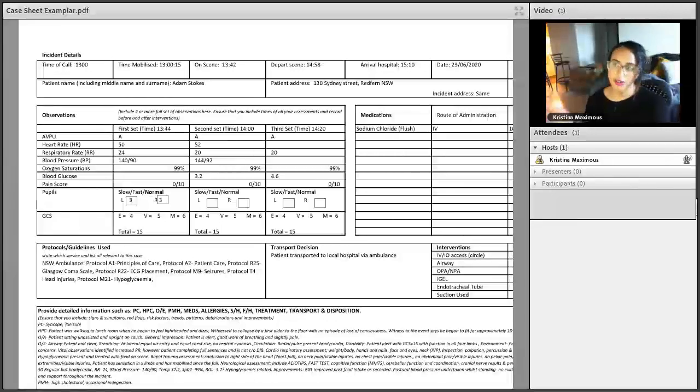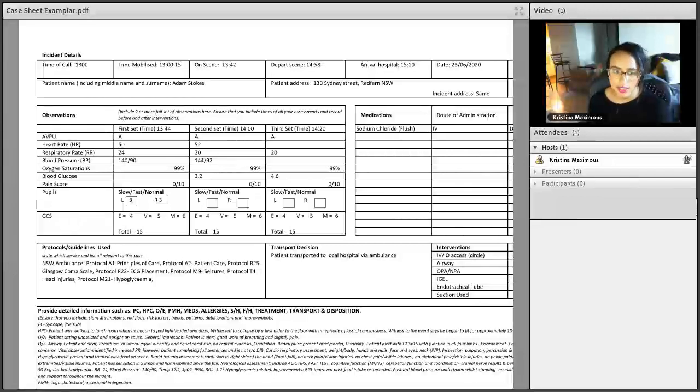So even though you've done airway, breathing, circulation, disability, also mention the environment and whether there were any concerns with it. Any anomalies with your observations. So here we've got vital observations identified, increased respiratory rate. However, patient is completing full sentences and is not complaining of difficulty in breathing.